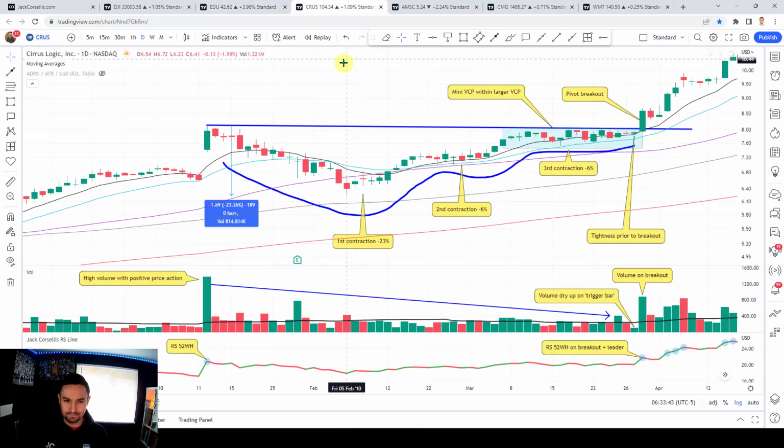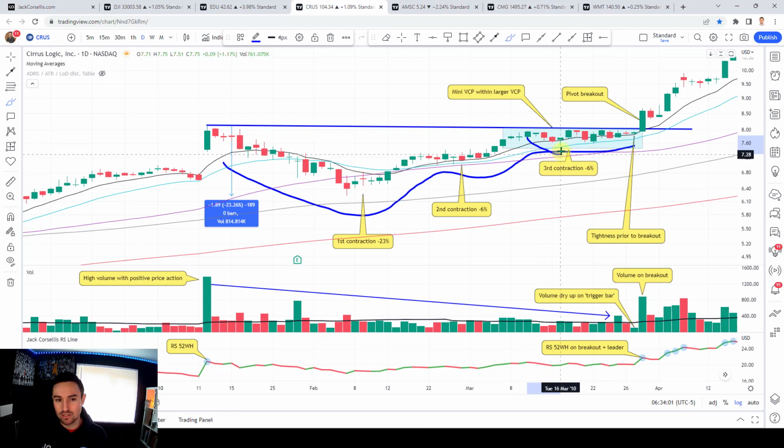Now this one here, this is maybe my favorite setup in the book. It also illustrates the fractal nature of the market, that you can get setups formed within setups, bases formed within setups. So in this blue zone here, you actually have a mini VCP within a larger VCP, and there's three contractions in it. You have contraction 1, contraction 2, and then contraction 3.